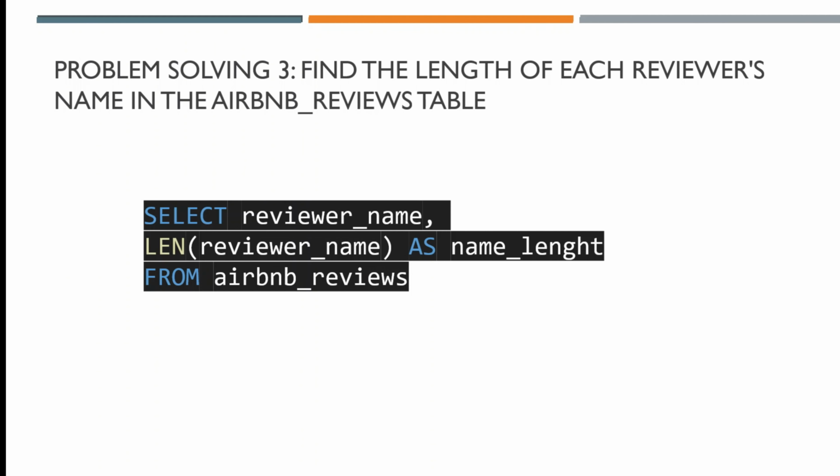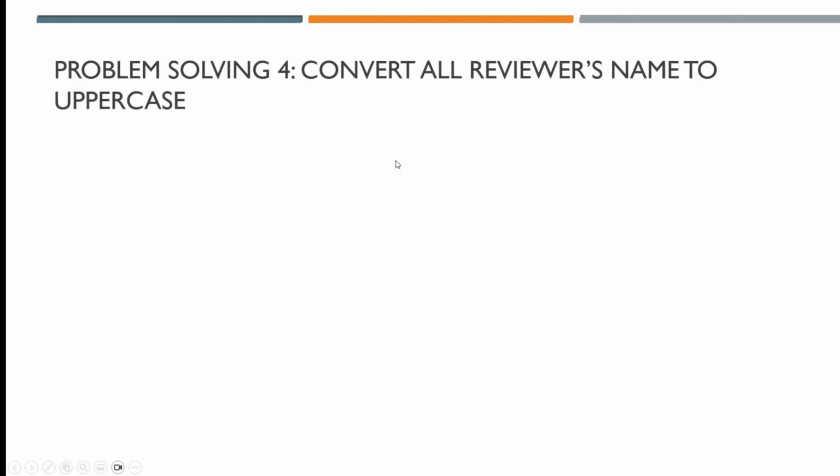So you are selecting the reviewer name. You also use LEN to know the number of characters, and you are giving that a name, from the Airbnb table. So let's look at another problem solving. Now we are converting all reviewer names to uppercase. That's what we want to do. So uppercase is what we want to convert this to.